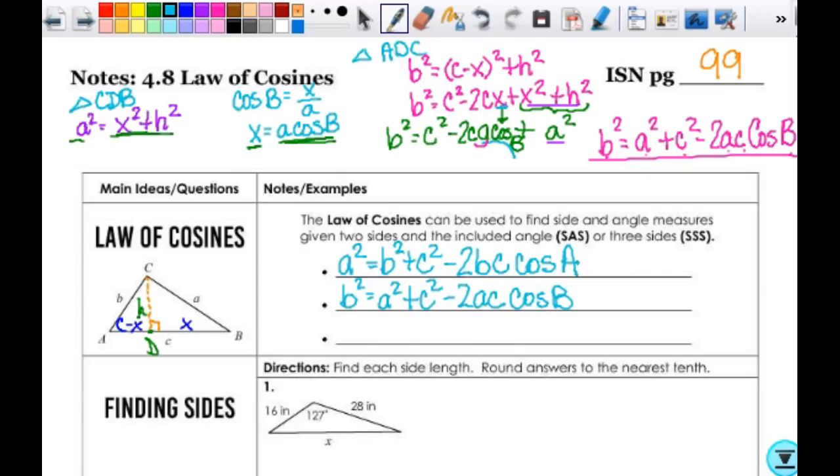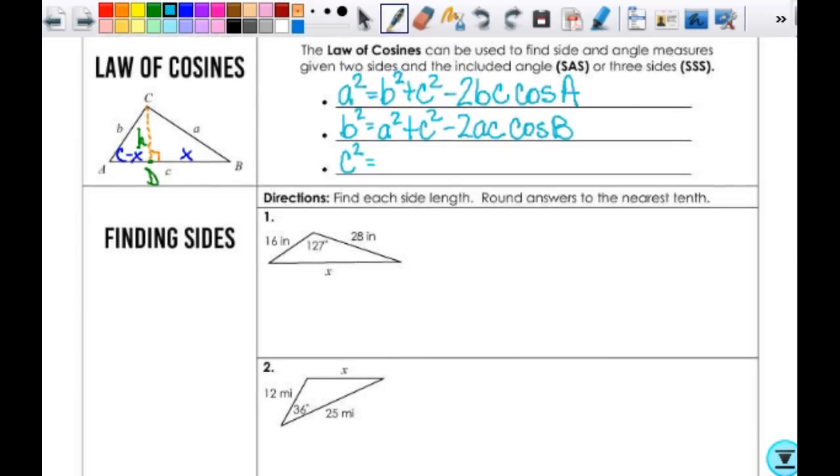So take a second, write down the third one that would start with C squared. Follow that pattern, then C squared should be A squared plus B squared minus 2AB times the cosine of C. So really, if you understand one of them, you understand all of them. It's not like there's really 3 formulas.